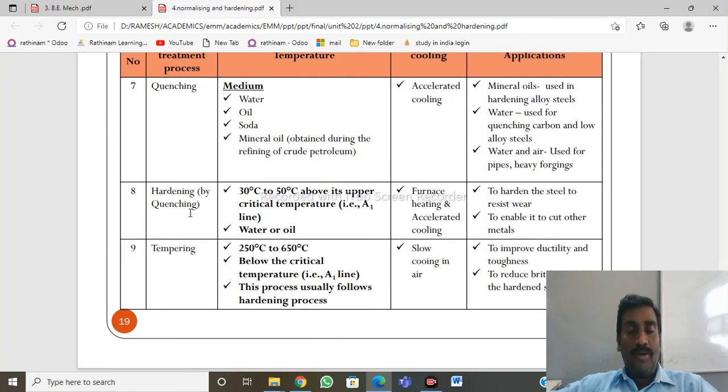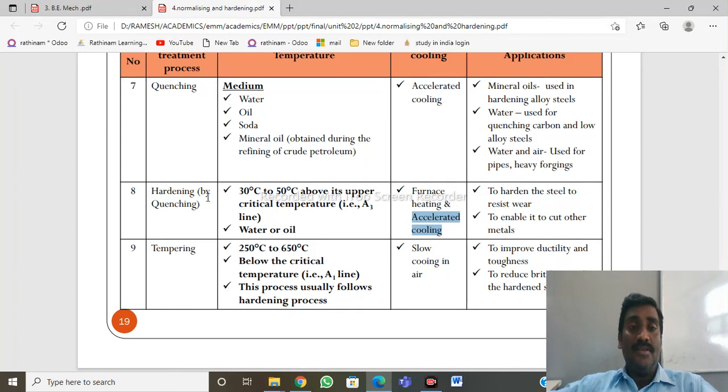Then hardening by quenching. By using this quenching methodology, we can improve the hardening. The temperature is 30 to 50 degrees above its upper critical temperature, with water or oil as the quenching medium, furnace heating and accelerated cooling. Accelerated cooling means sudden cooling. This hardens the steel to resist wear and to enable it to cut other metals. So these are the hardening materials.